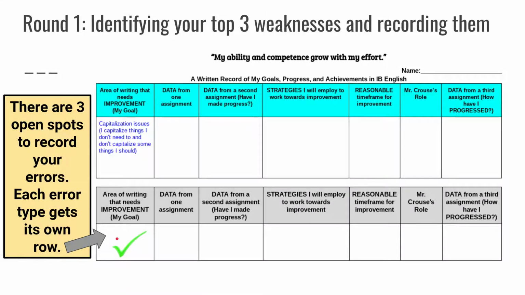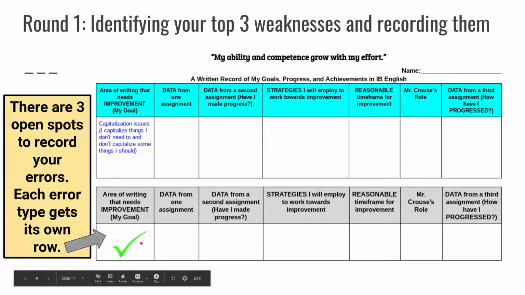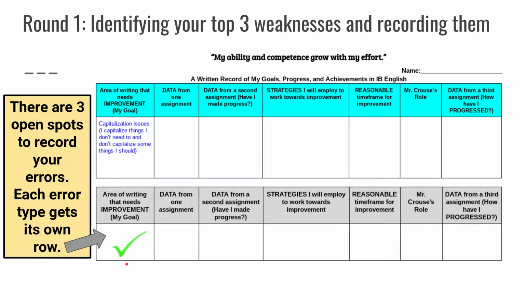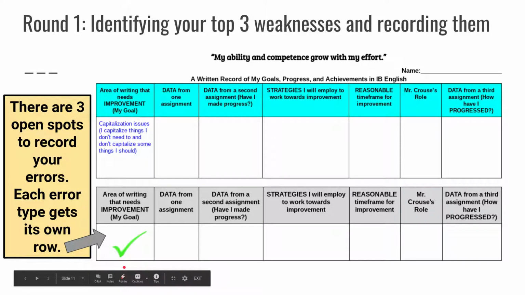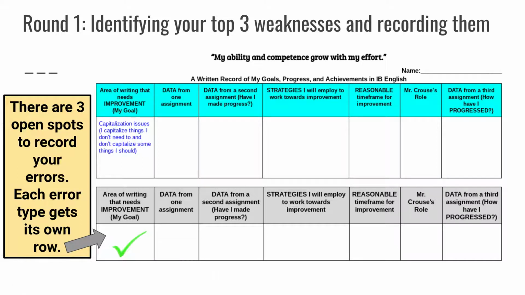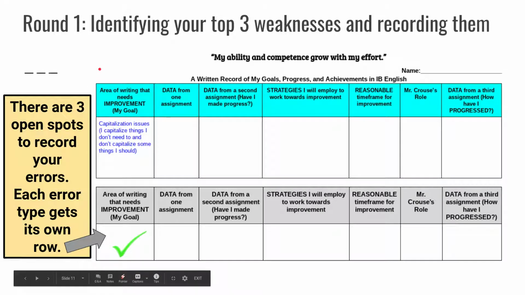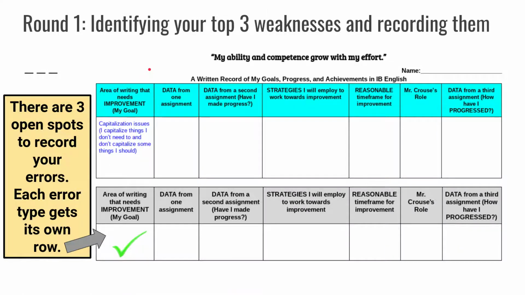So for example, I might look back at my tally sheet and see that I have a subject-verb agreement error. I would fill that in here. In the box underneath where it says area of writing that needs improvement, I would write the next one. Maybe it was capitalization. And then in the final box, I would put in whatever that 3rd grammatical error was. It could be run-on sentences, or it could be word choice, whatever the case may be. So go ahead and pause the video here and fill in those 3 areas now.